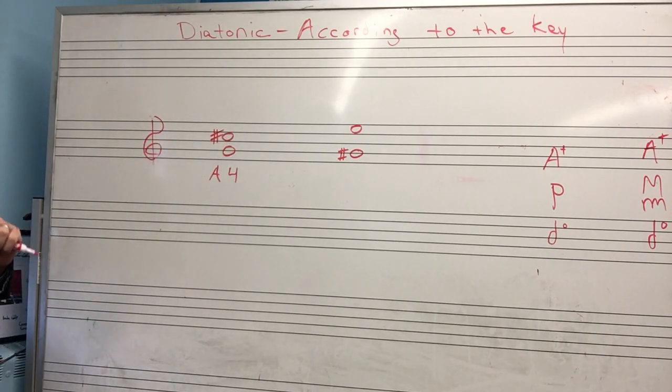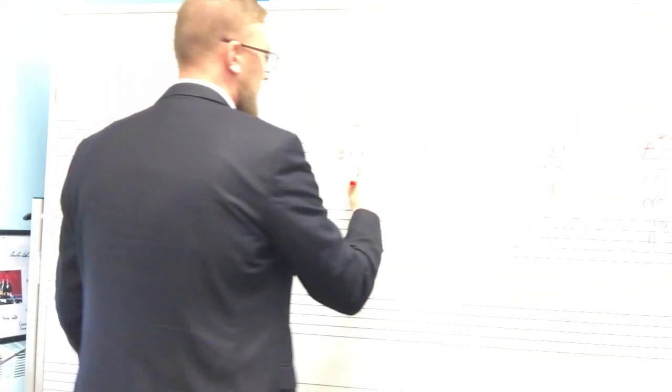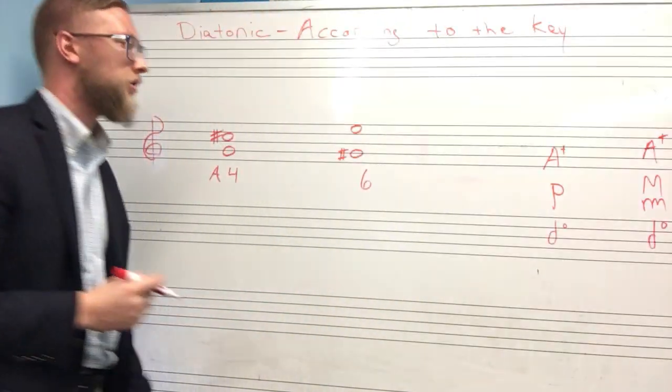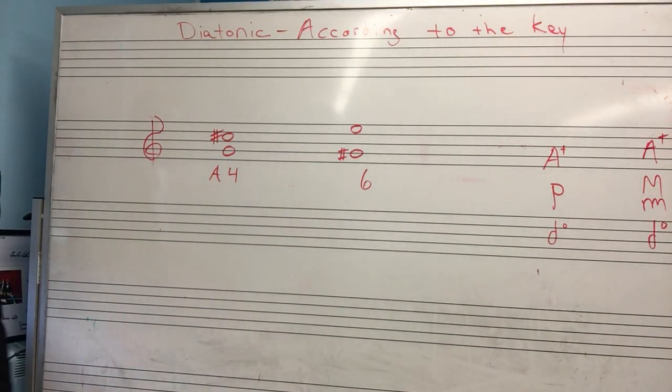So let's get a number going on this. It's a sixth. This is a trick question. What is the key signature for G sharp major? There isn't one. So how can I figure out what's diatonic to G sharp major if G sharp major isn't a thing?